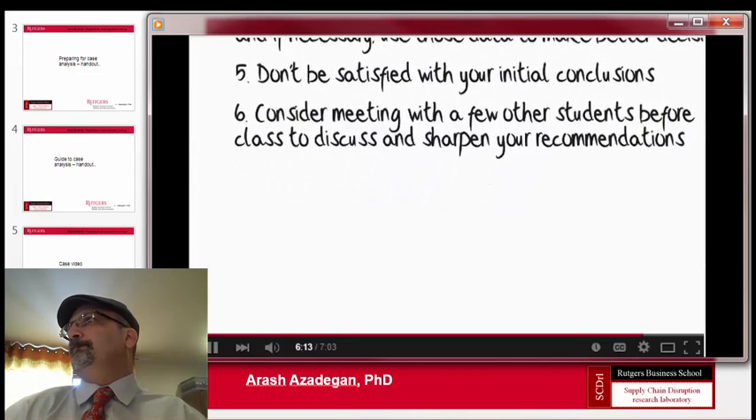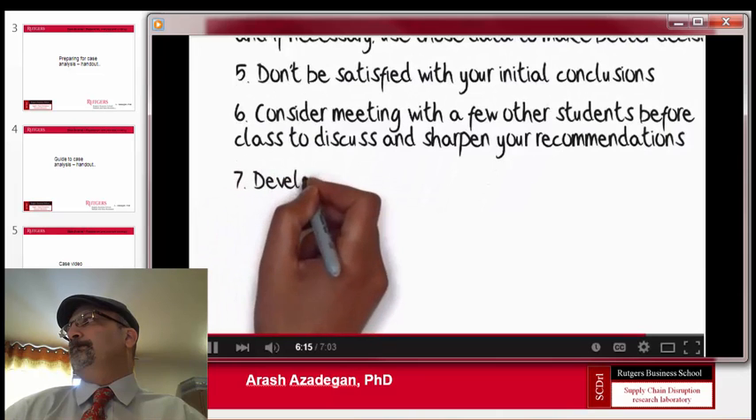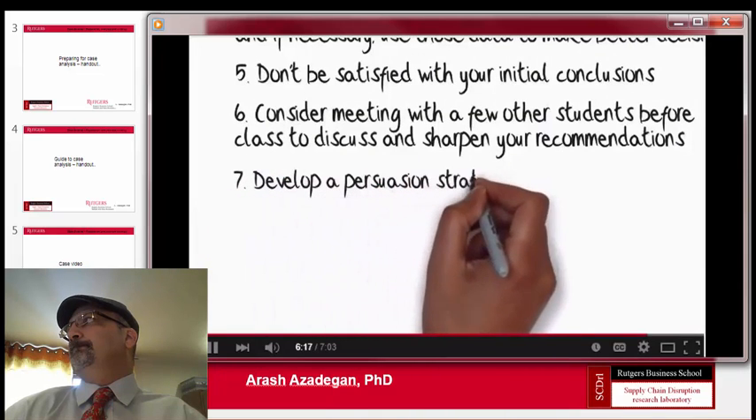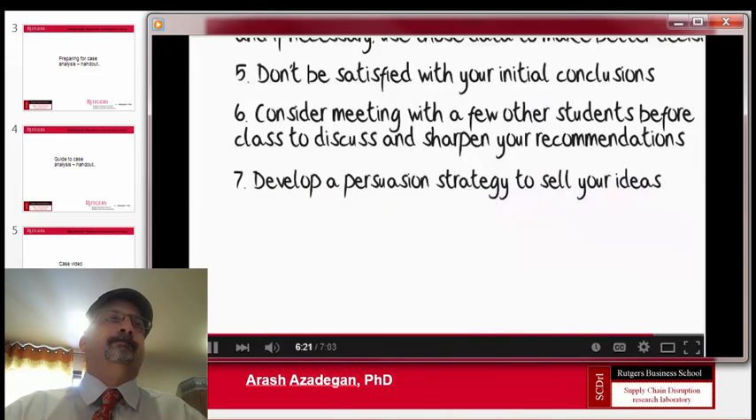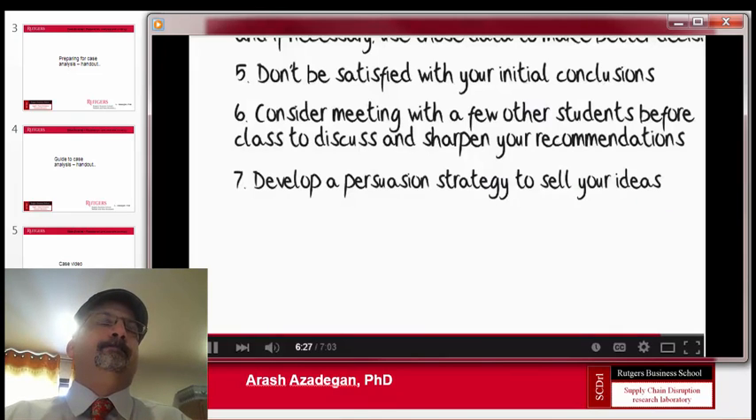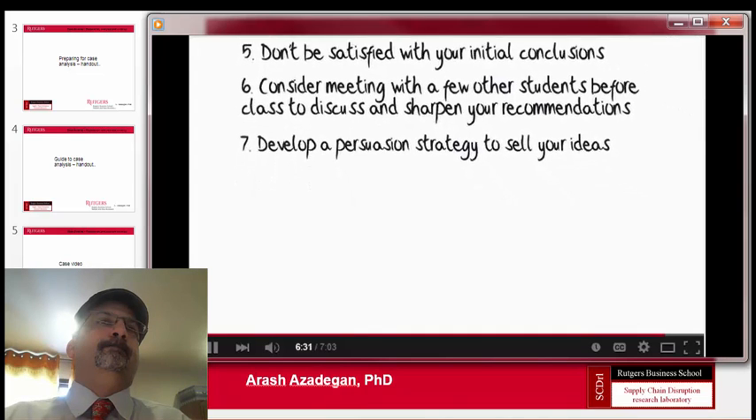And lastly, and as part of your case preparation, develop a persuasion strategy. Think through not only a great answer to the case question, but how you're going to convince others that you're right. You see, it's not enough to be the smartest person in the room or to have the best idea. You have to sell it too.